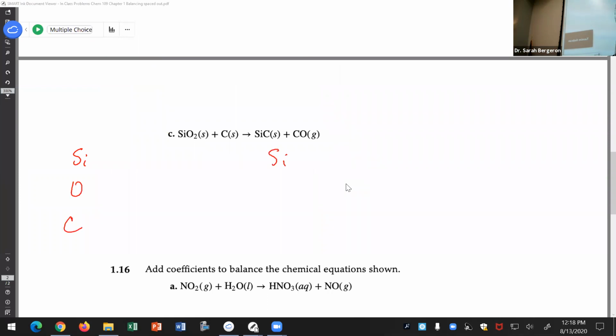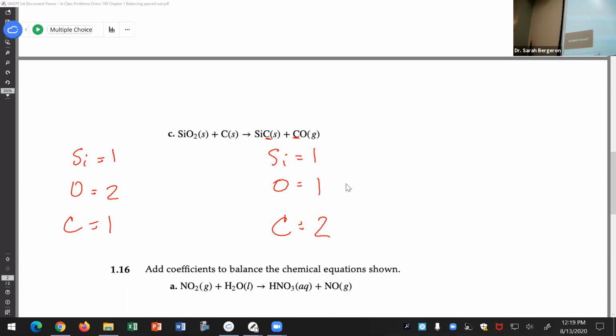Okay. So SiOC. So silicon, how many in the reactants? 1. Oxygen. Carbon. Now product side, silicon. Oxygen. 1. Carbon. 2. Be careful. Make sure you check all of them. That's a place that you can get tripped up a little bit.